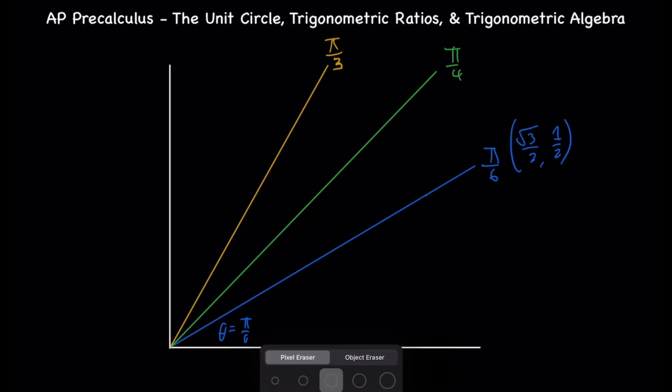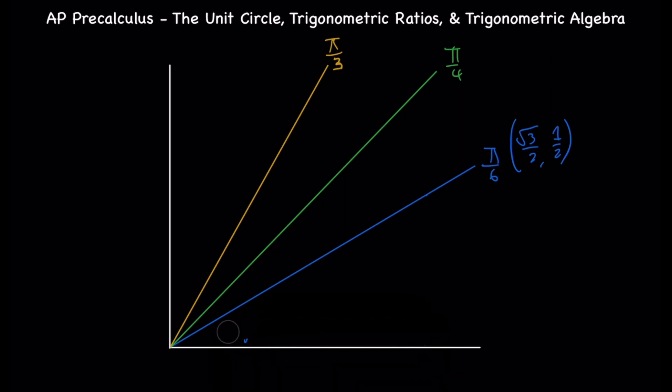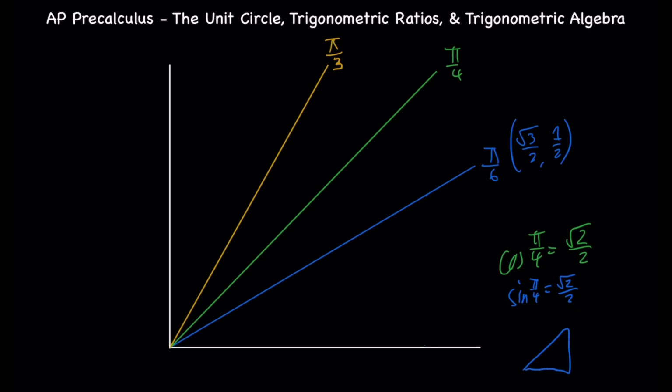Now let's try to find the cosine of pi over 4. So for pi over 4, cosine of pi over 4 is going to equal square root of 2 over 2. Sine of pi over 4 is also going to equal square root of 2 over 2 because these two sides are equal, and it is this side that's different.